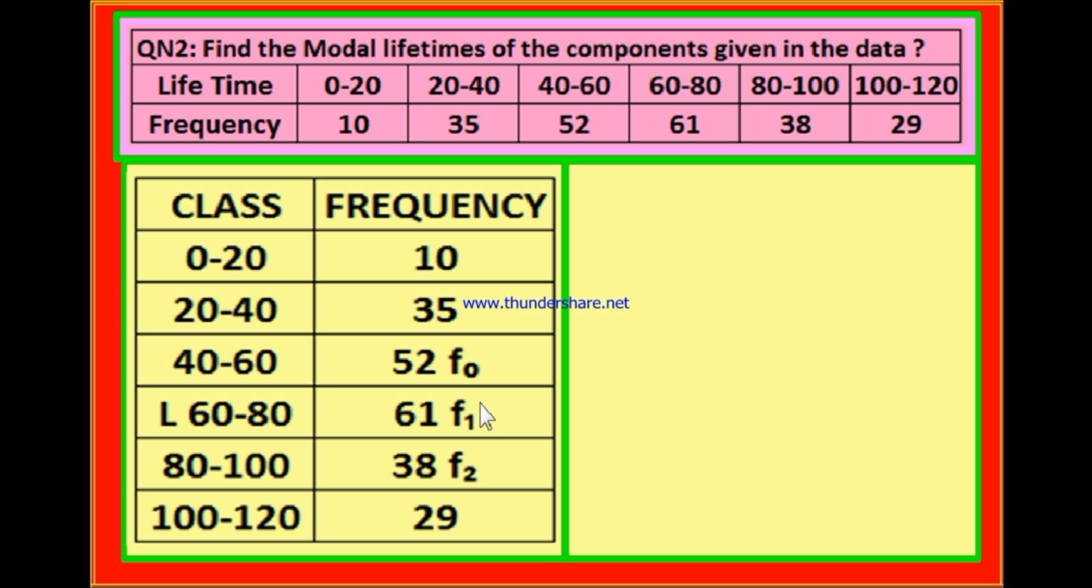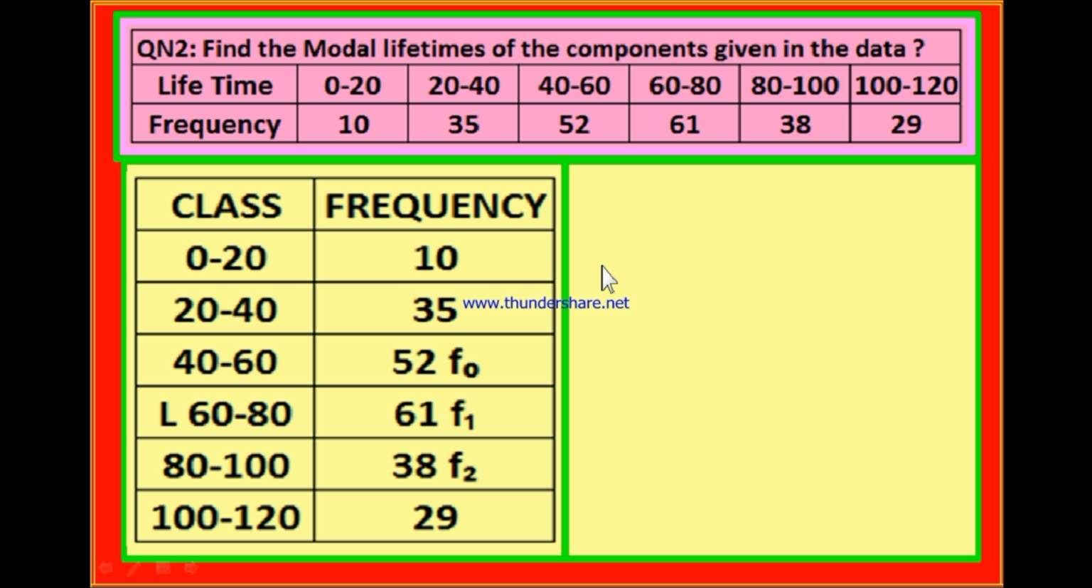F2. Now the class in which the highest frequency lies is called the modal class. In this modal class, L stands for the lower boundary of the modal class. What is the lower boundary of the modal class? 60. 60 is the lower boundary. Therefore, L is equal to 60, F1 is equal to 61, F0 is equal to 52, and F2 is equal to 38. And what about the height of the class? The difference between any two successive lower boundaries or the difference between any two successive upper boundaries is called the height of the class, which is equal to 20.